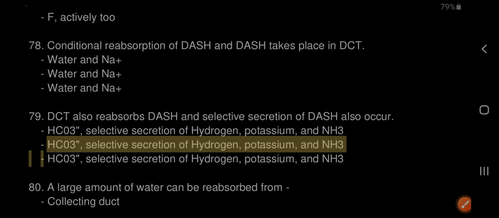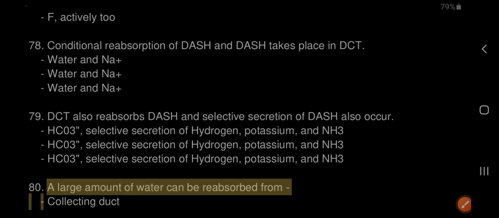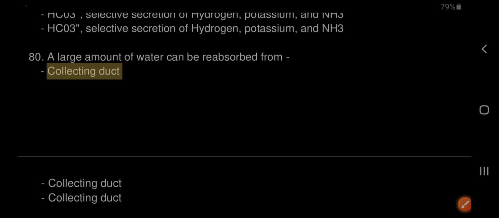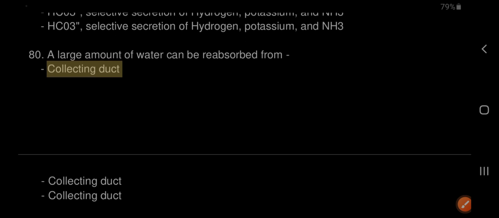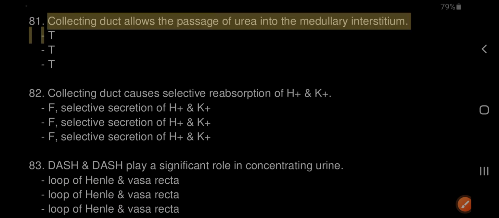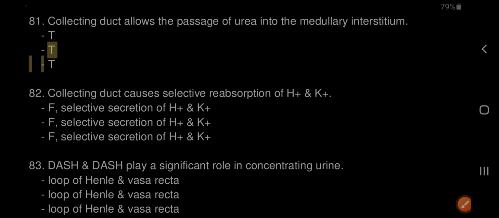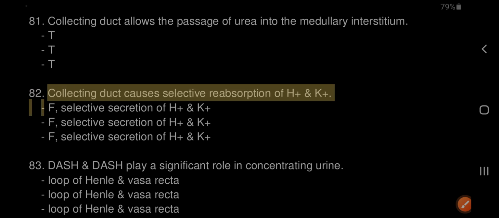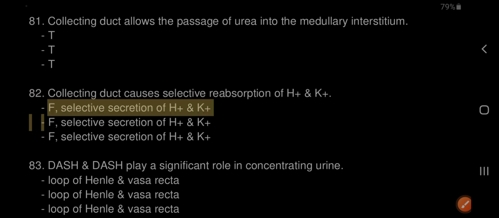80. A large amount of water can be reabsorbed from the collecting duct. 81. Collecting duct allows the passage of urea into the medullary interstitium. True. 82. Collecting duct causes selective reabsorption of H+ and K+. False, selective secretion of H+ and K+.